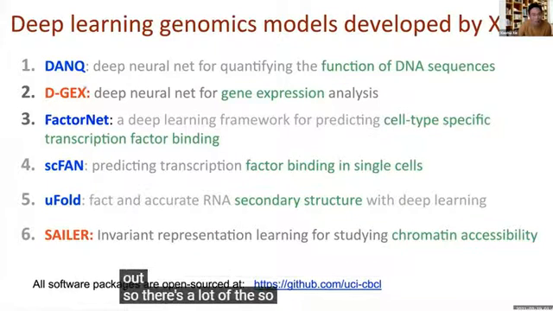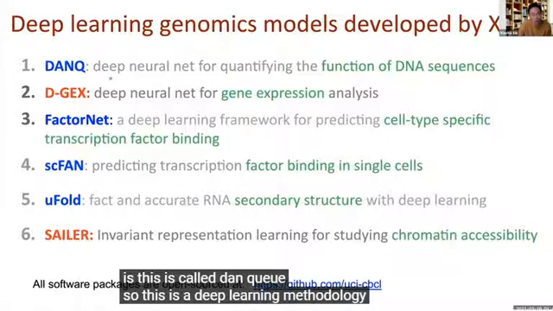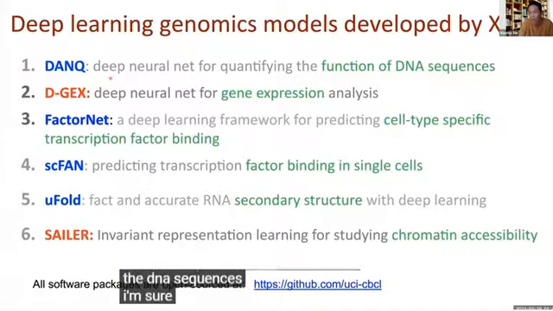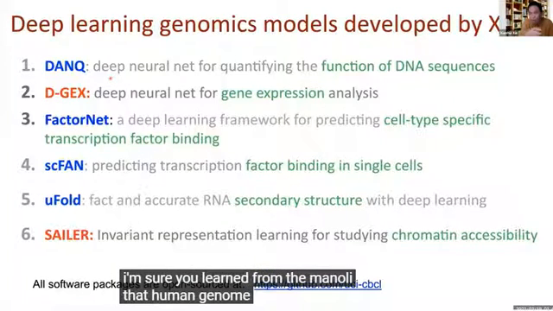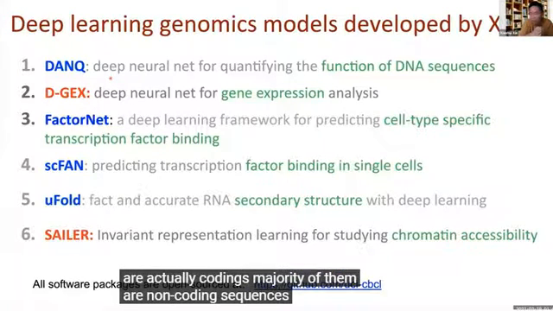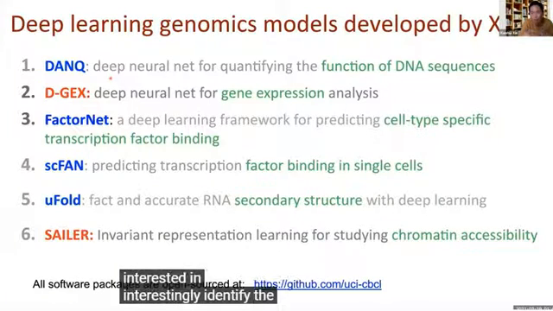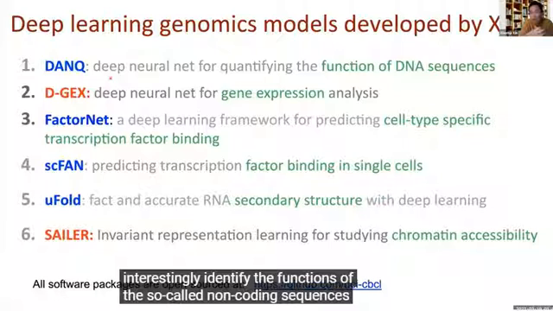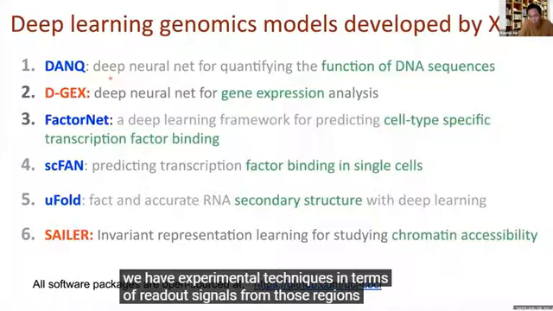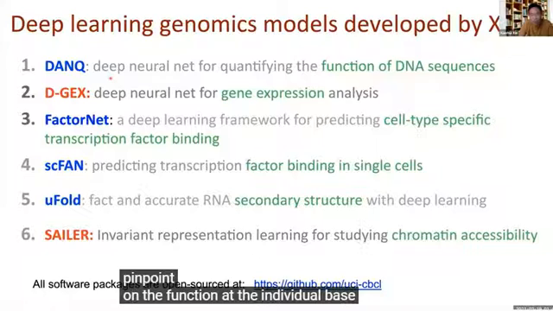So the first tool is called DanQ. This is a deep learning methodology for quantifying the function of DNA sequences. I'm sure you learned from Manolis that in the human genome, only small fractions are actually coding. The majority are non-coding sequences. Over the years, people have been very interested in identifying the functions of the so-called non-coding sequences. We have experimental techniques for reading out signals from those regions, but in general, it's pretty hard to pinpoint the function at the individual base level.